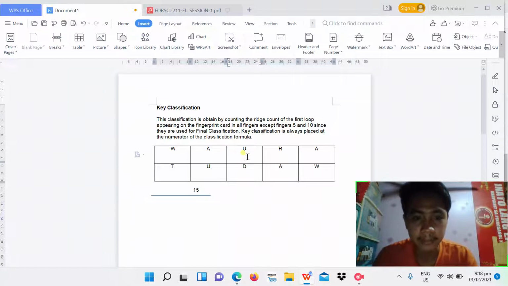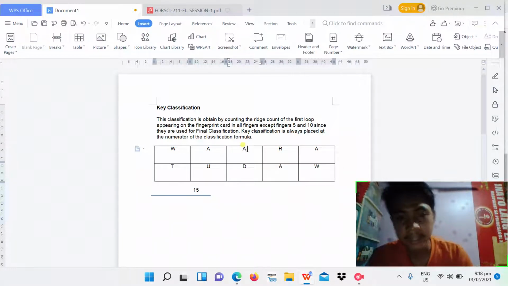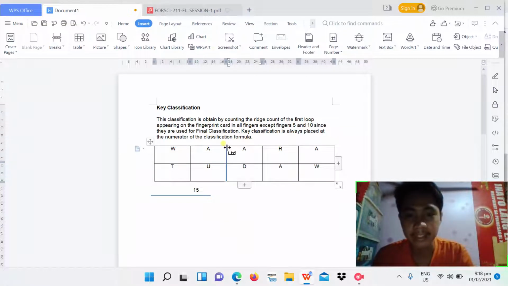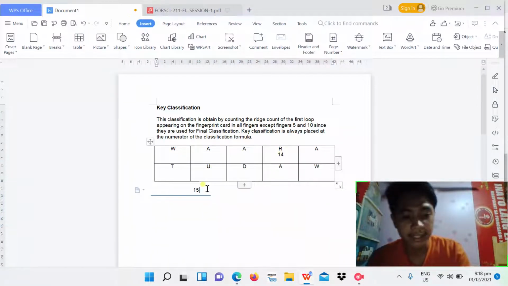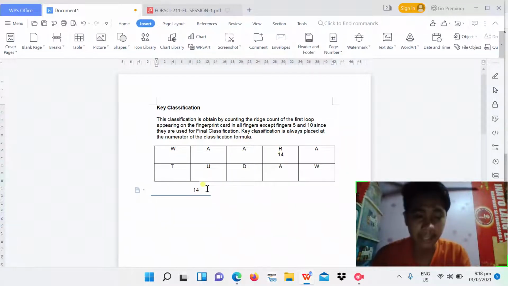And for another example, if finger number 3 is a plain arc, you will find another loop. Here, finger number 4 is a radial loop. For example, it has a ridge count of 14, so you will put 14 in the classification formula.